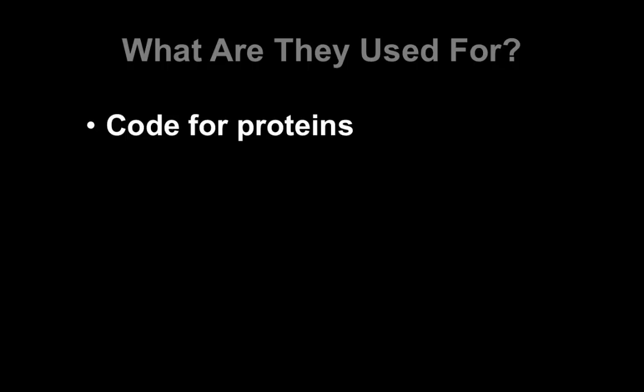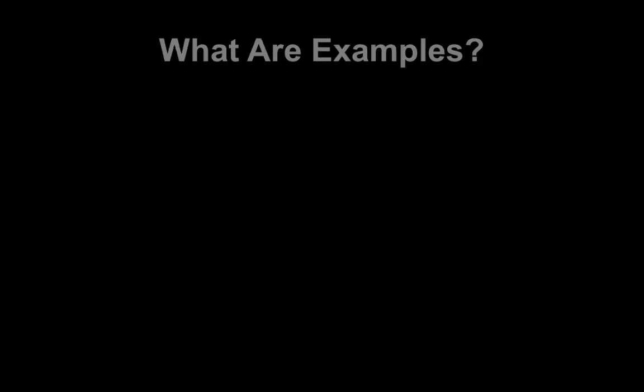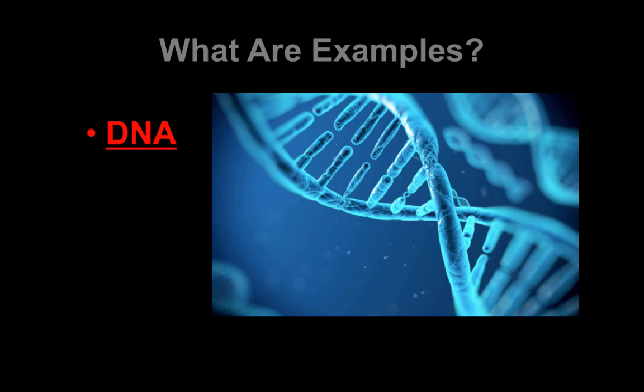So what are they used for? Really important to remember, nucleic acids code for proteins. And they store hereditary information. So hereditary, think genetics. This is how you get information passed down from your parents and grandparents and so on. It's through nucleic acids. And the examples of nucleic acids, we have DNA and RNA, both of which we'll talk about a lot more later on.